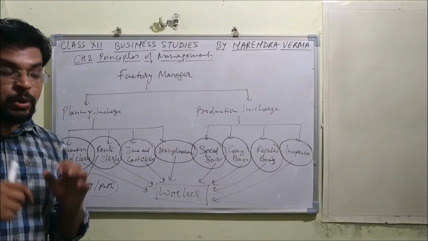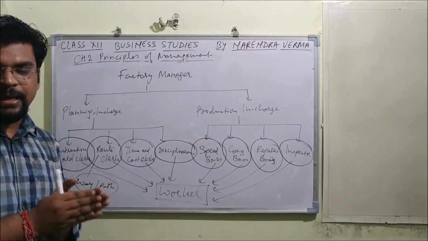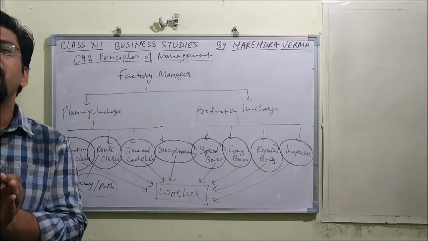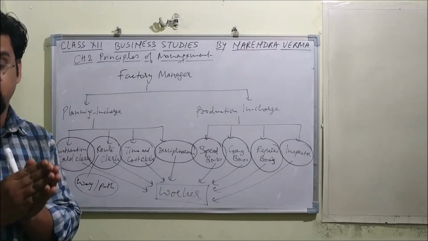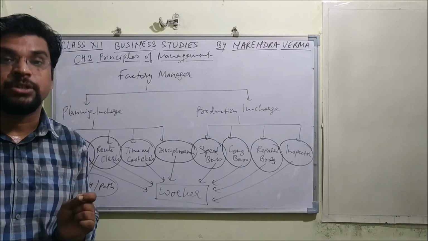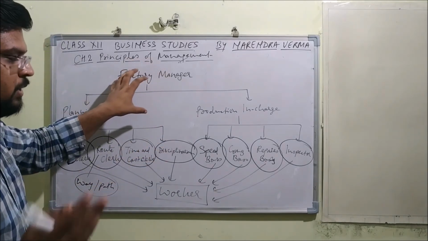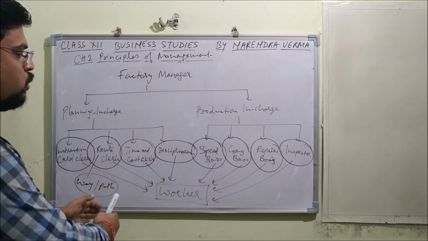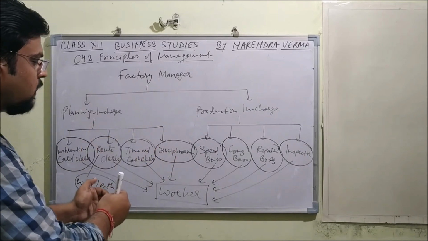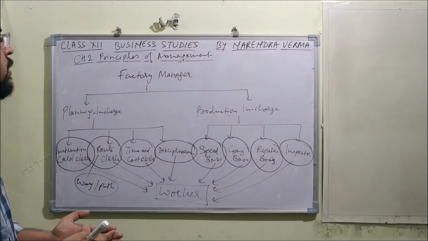If we want to conclude this technique in a single sentence, we can say that according to this technique, the task of supervision is divided into specialized functions, and each function is entrusted to a specialist. The task of foremanship has been divided into different functions, and each function is performed by a different person. This is functional foremanship in a nutshell.